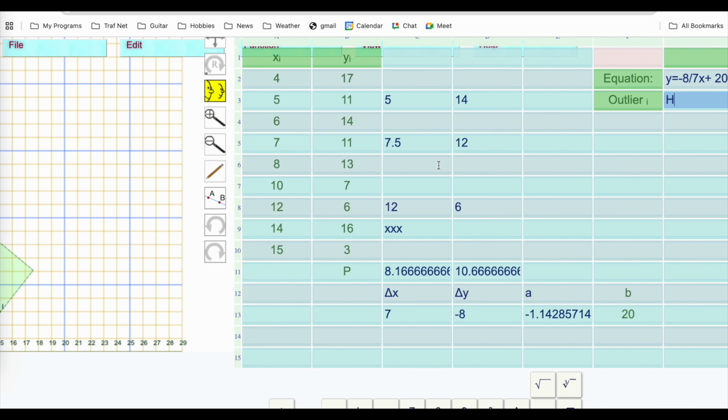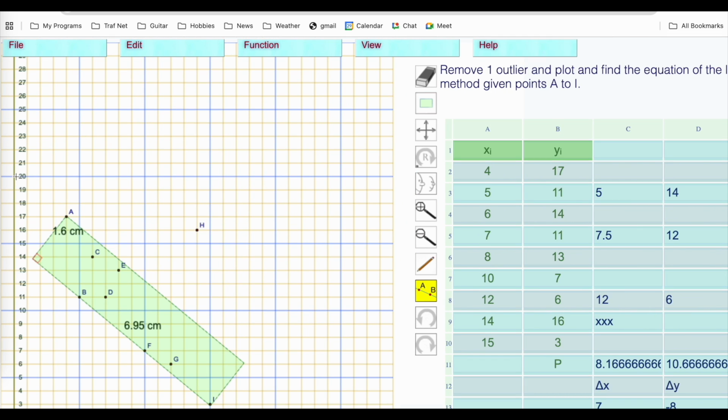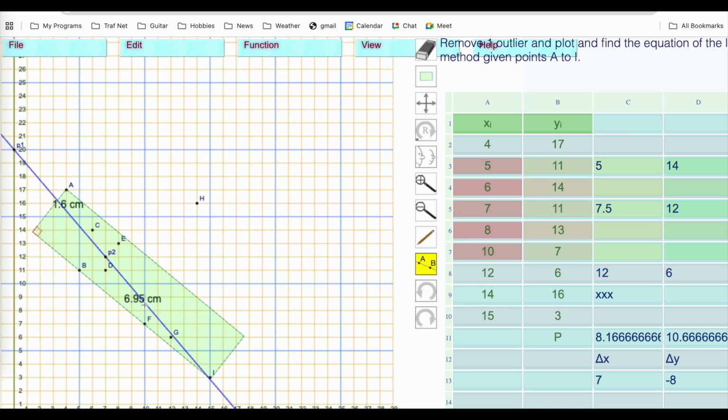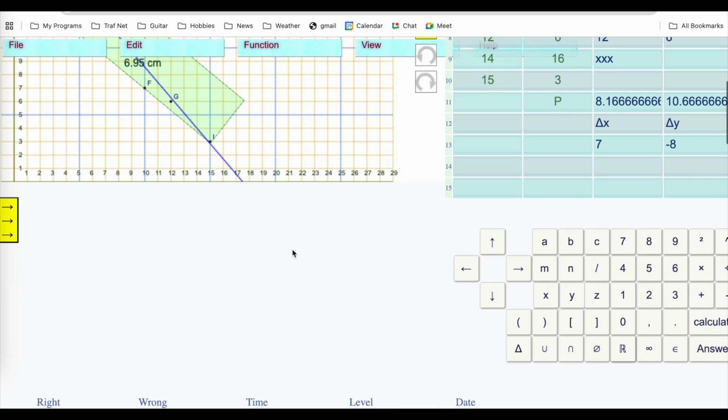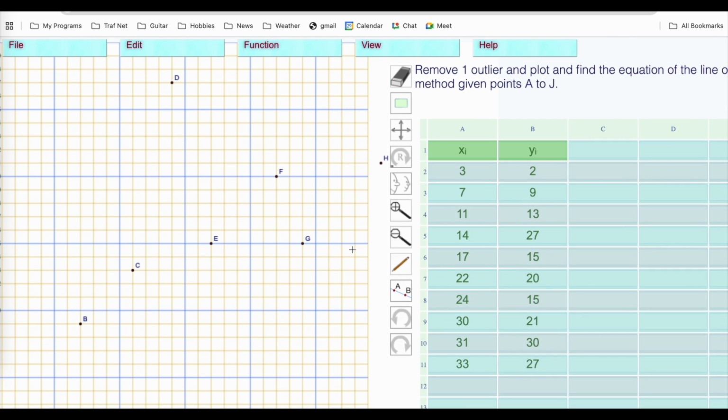Start with a b at 20, and -8/7 is our slope. Line drawing tool, go to the 20, -8/7, so over 7, down 5, 6, 7, 8. It is going through all of our data points. Let's press enter to see if it's right. Yay! All right, and that's it for level 7. Have a good day.